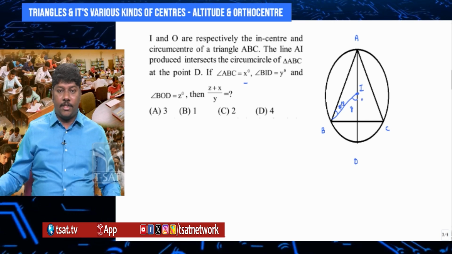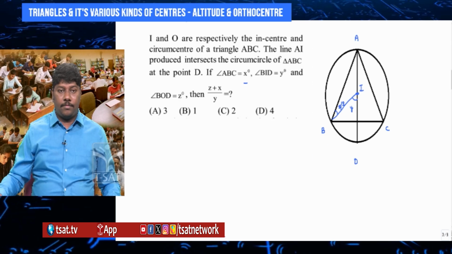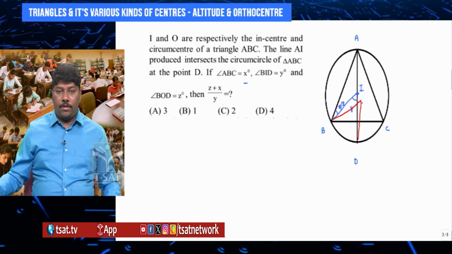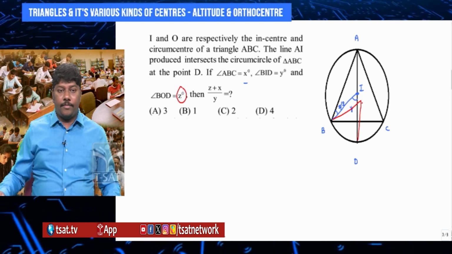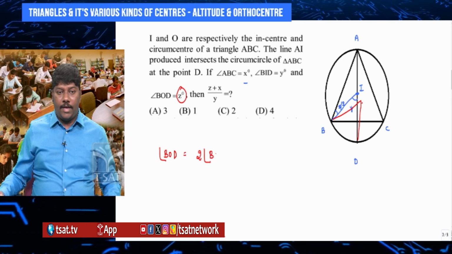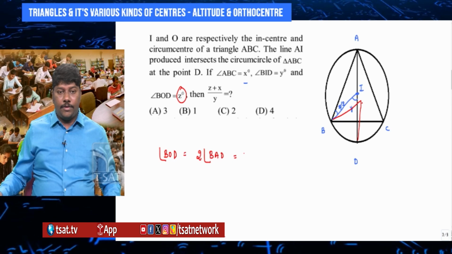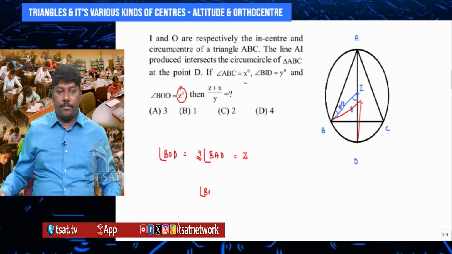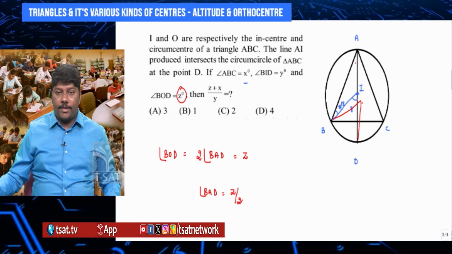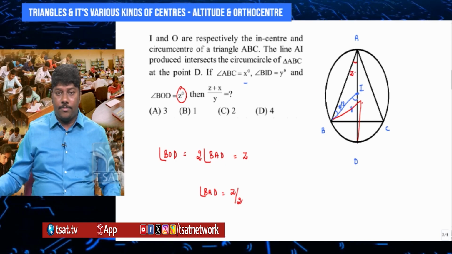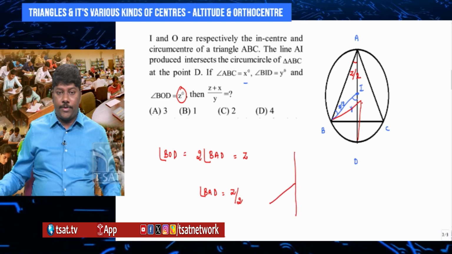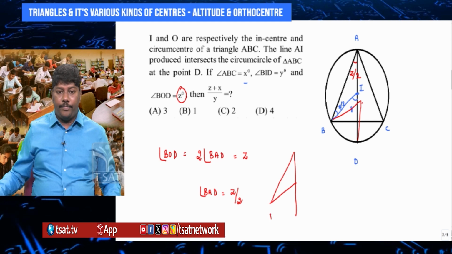Now, you take the circumcenter somewhere. If I take angle BOD equal to z, angle BOD is equal to 2 times angle BAD, which is equal to z. Therefore, angle BAD is equal to z by 2. So, observe carefully, concentrate on this triangle: it becomes z by 2. Now, look at this triangle BAI.